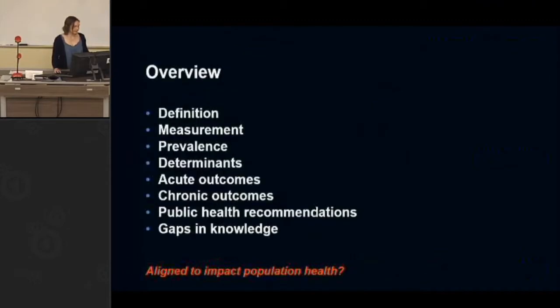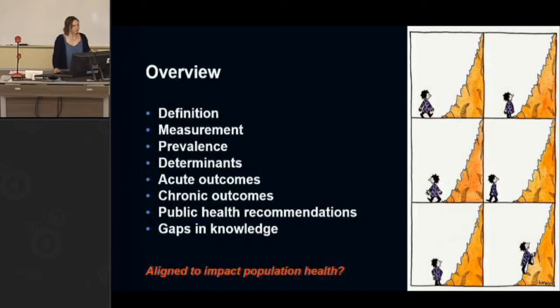So I'm going to very briefly talk about these things: hydration measurement, what we know about prevalence, determinants, acute outcomes, chronic outcomes, public health recommendations, and gaps in knowledge. And the arc for this talk is going to be a bit like this. Here we have a challenge. Let's think about whether or not we can do something about it. That's way too complicated, I think we'll give up. Wait a minute, maybe there's something we can do, reconsider.